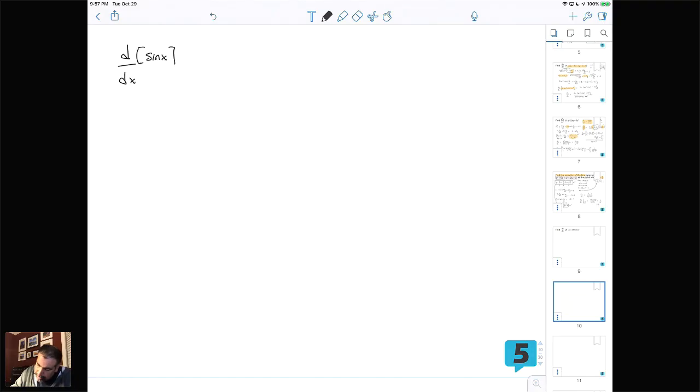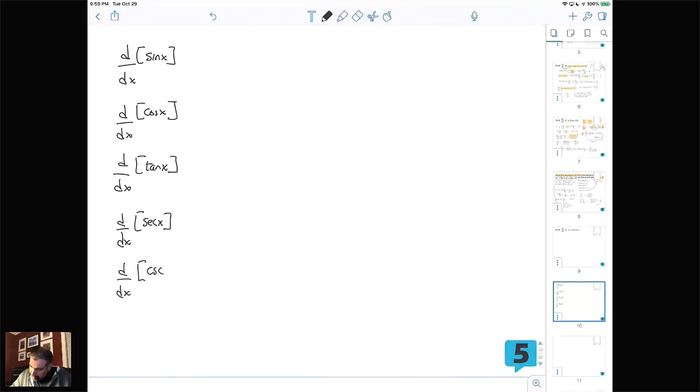I'm going to show you how I have my students remember the trigonometric derivatives. I'm going to show you how this works. So derivative of the 6 trigonometric functions is what I'm writing down right now. Derivative of cosecant and the derivative of cotangent. So these are the 6 trig derivatives, all right? And the way I remember them is the following.